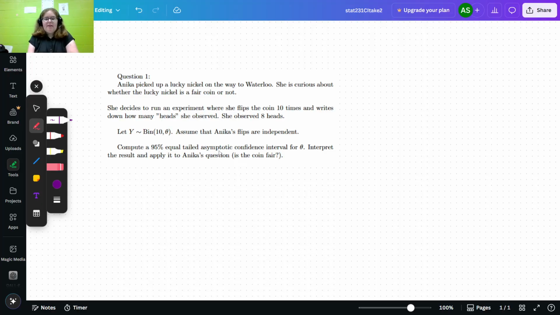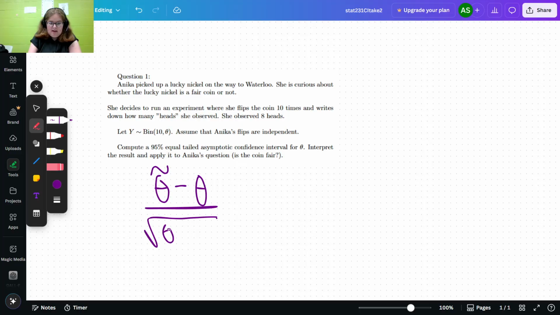And this is something you should have on your cheat sheet. What exactly is the asymptotic pivotal quantity, specifically for the binomial? And it looks like this. So I'll write it out here. We got our estimator, theta tilde, minus theta, the true parameter, divided by this funky thing of theta tilde times 1 minus theta tilde, all that divided by n. This is all in the square root here, to make that a little bit bigger.